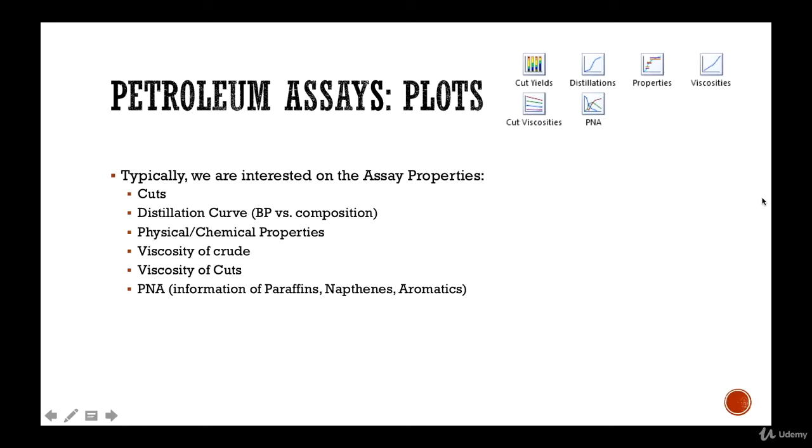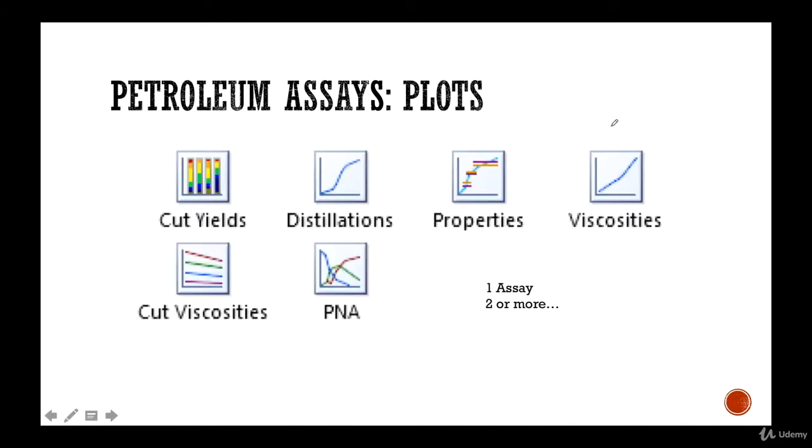It's time to work with the different plots that Aspen HYSYS, specifically the Petroleum Assays Manager, has. So we can see them here. We got plenty of them. Let me go here. So we got the cut yields. As the name implies, it has all the cuts and will give you the yield of each cut.